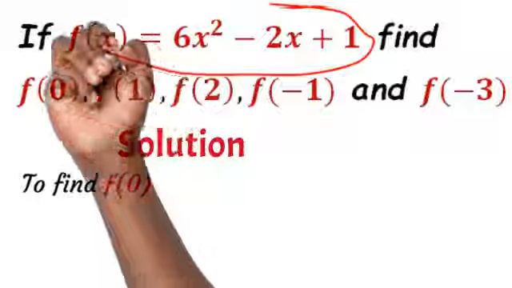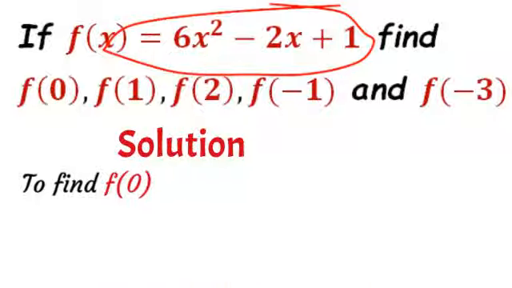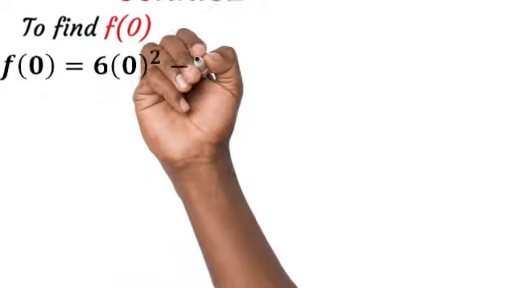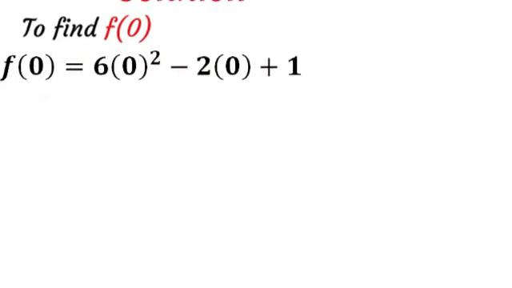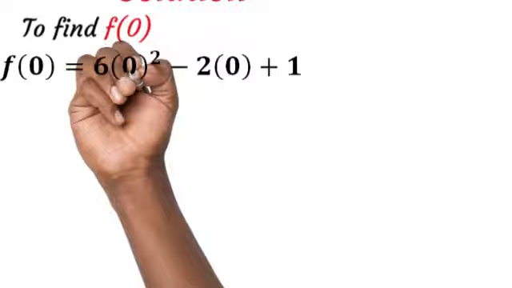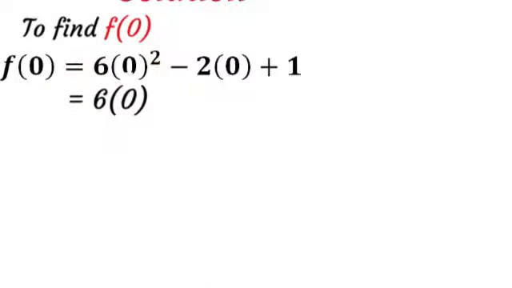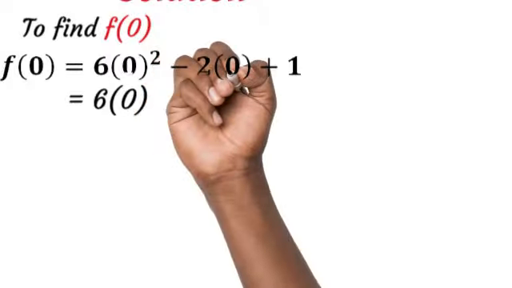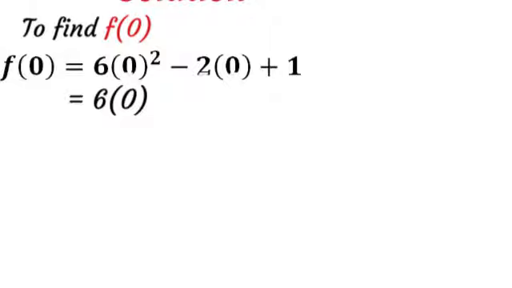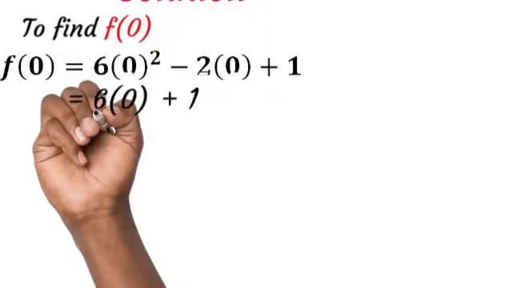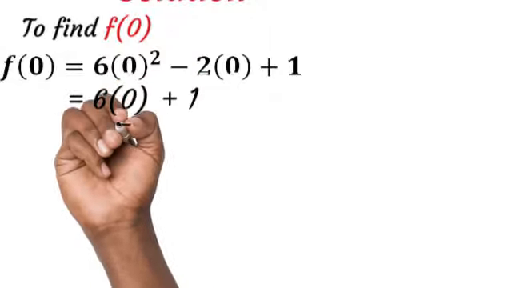Now, let's find f of 0. So to find f of 0, I have to replace x in this equation here with 0. So that will be f of 0 equals 6 times 0 squared minus 2 times 0 plus 1. So 0 squared is 0, so we have 6 times 0, and minus 2 times 0, plus 1. So we have plus 1 here. 6 times 0 is 0, so we have 1.